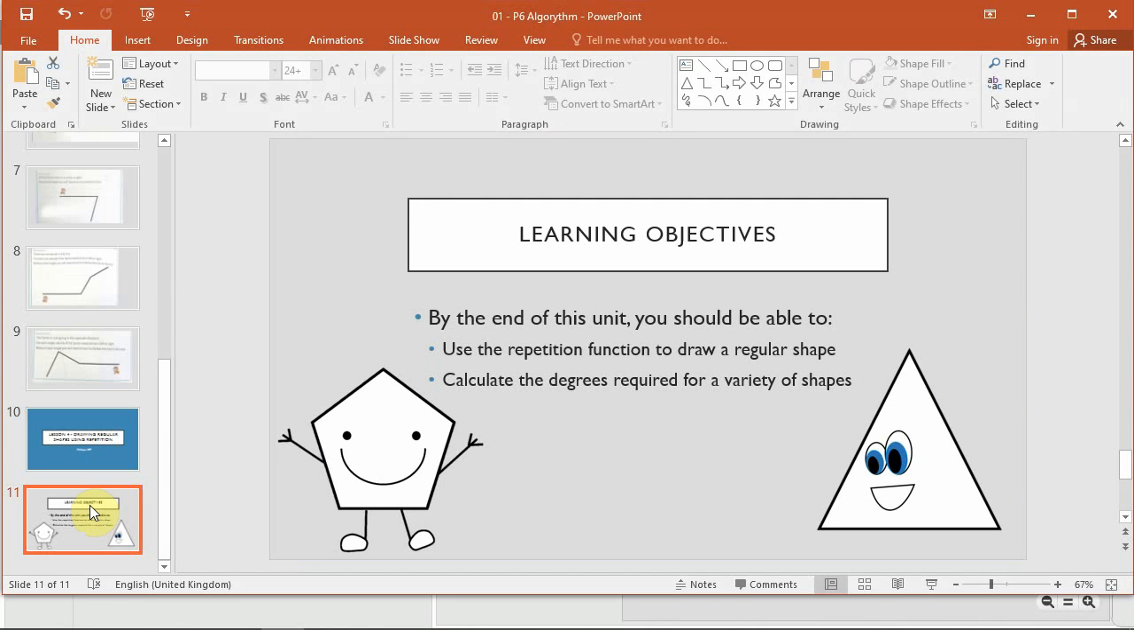Okay, so these are our learning objectives. By the end of this unit, you should be able to use the repetition function to draw a regular shape, and calculate the degrees required for a variety of regular shapes.